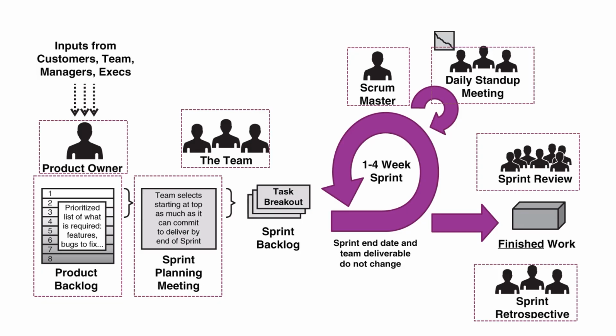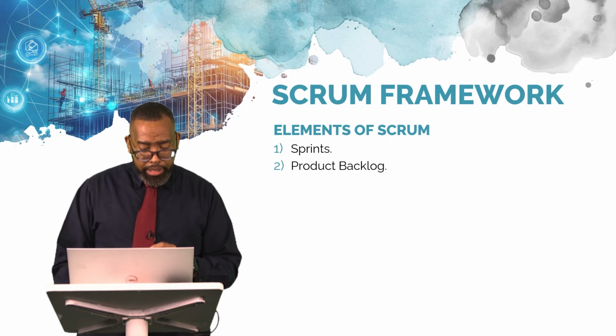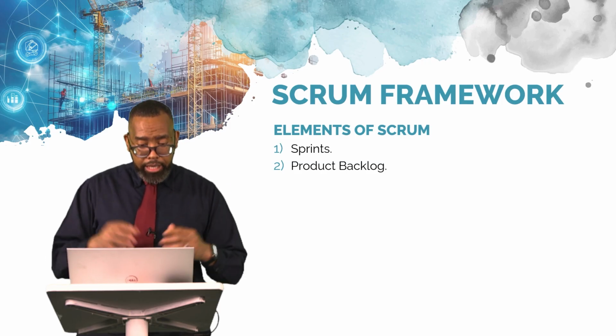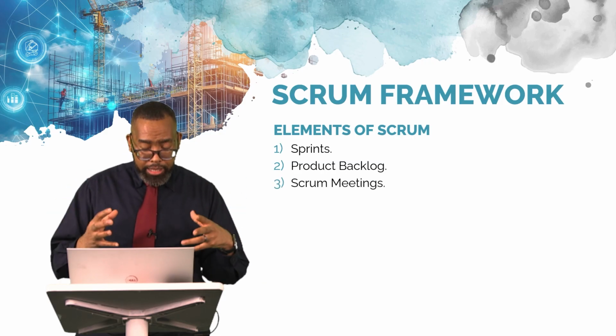The diagram shows the elements that effectively make up the Scrum framework. These are firstly sprints, the second element is the product backlog, and the third element, which is quite a big component as well, is all the different bits and pieces of the Scrum meetings.